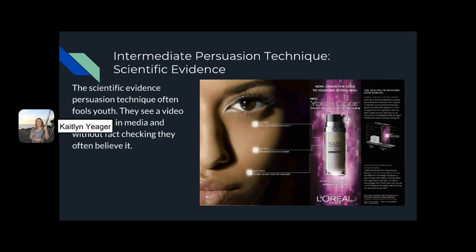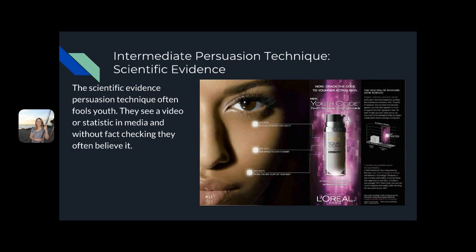So next we have the intermediate persuasion technique, scientific evidence. The scientific evidence persuasion technique often fools youth. They see a video or statistic in media and without fact checking, they often believe it. So for the L'Oreal ad, there is a lot of scientific format thrown in to make their skincare products seem more legitimate. Whether what they have on the ad is true or not, it draws people into the product.